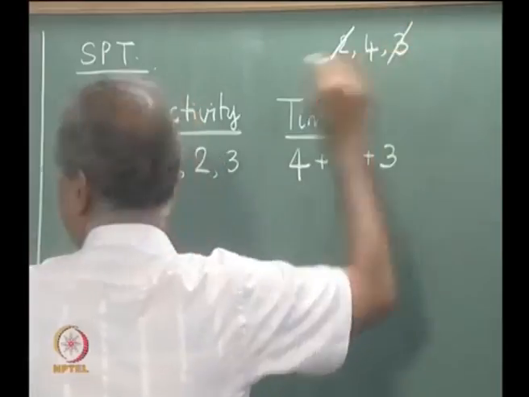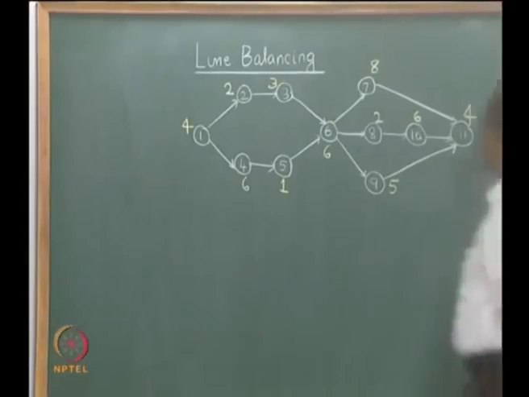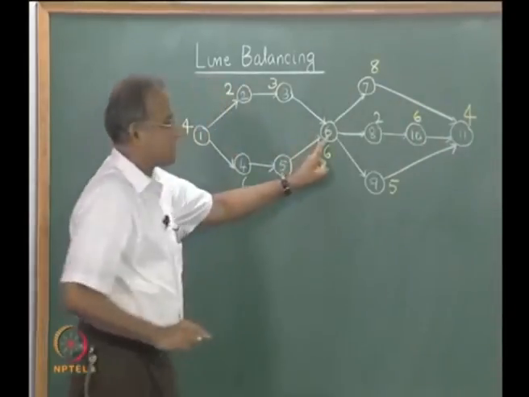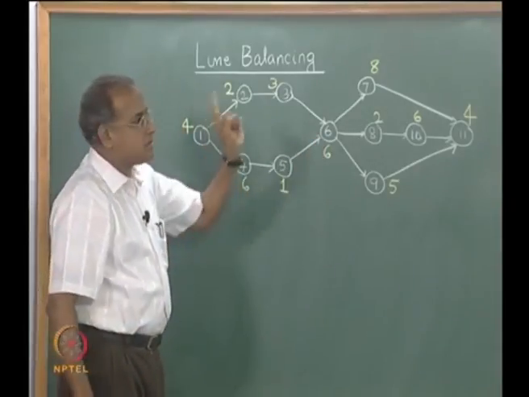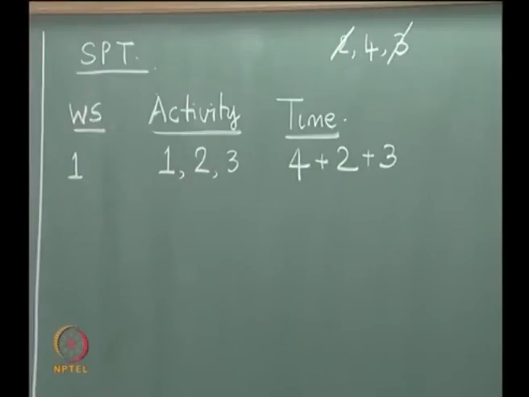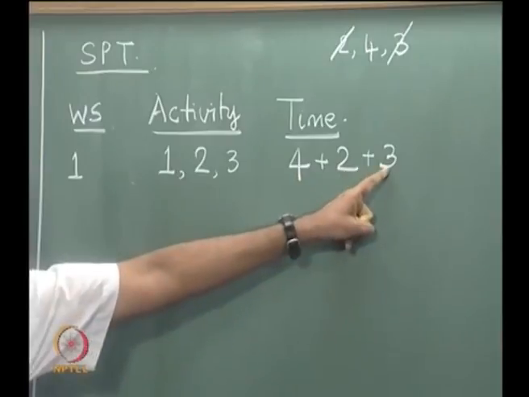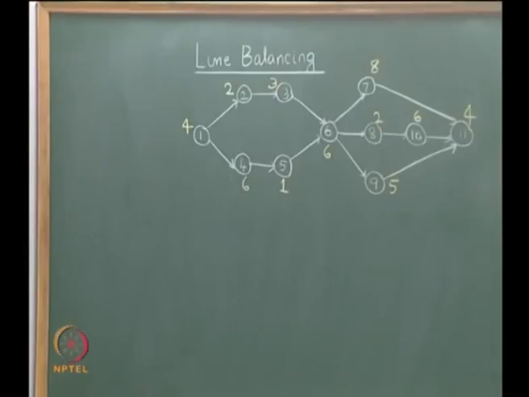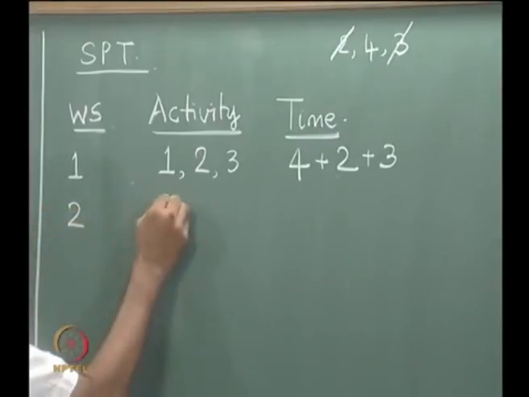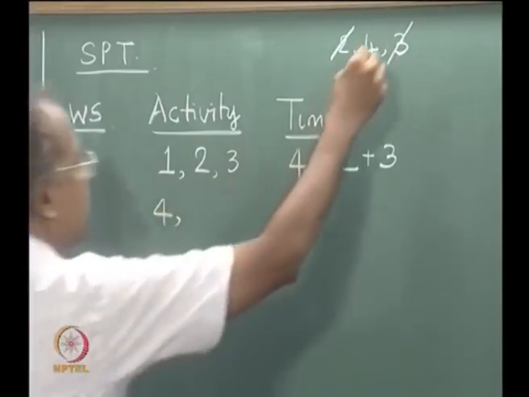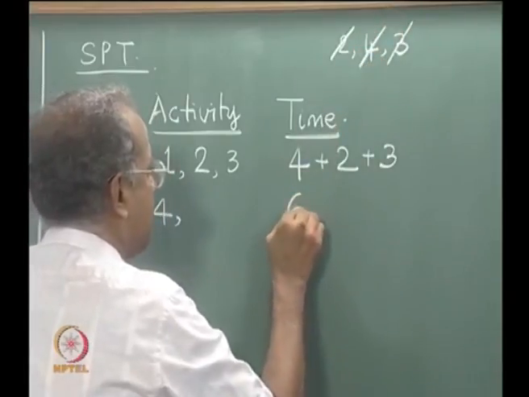Since 3 is assigned, we cannot add 6 into the list because 4 is yet to be assigned. So we have only 4 that is available. We try and put 4 here, but then we realize that the cycle time exceeds 12, because 4 plus 2 is 6, plus 3 is 9, plus another 6 is 15. So the cycle time exceeds 12. So we create a second workstation and try and put activity 4 here. This goes with time equal to 6.